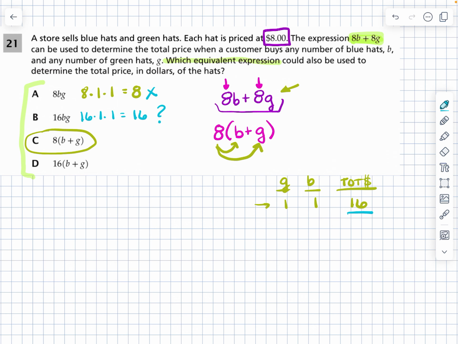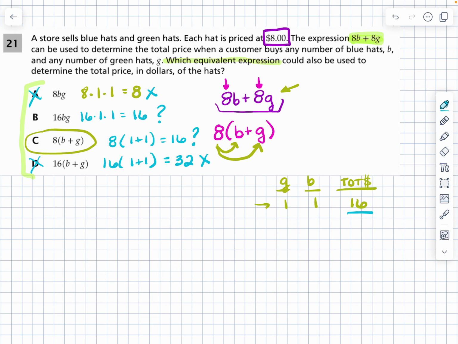And remember, just because it works for one set of numbers, it may not work for all of them, so you've got to test more than one time. So this one is 8 times 1 plus 1. So 8 times 2 is 16. We already know this one works, but we'll put a question mark because we want to go back and check it. And then the last one, we've got 16 times 1 plus 1. So 16 times 2 is 32, which we know is incorrect. So now we've eliminated 2 answers, but we still have 2 possibilities.